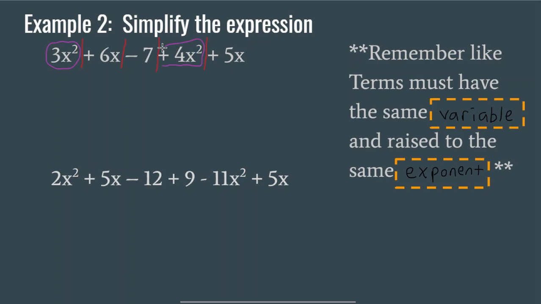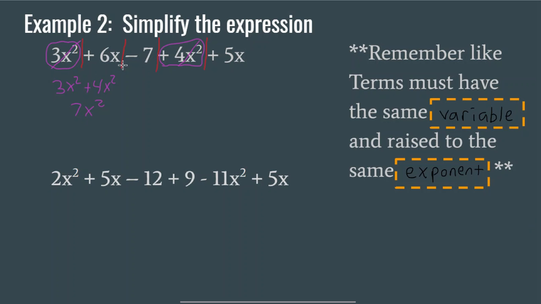So these two are like terms. So these two I can combine. It would be 3x squared plus 4x squared. And then 3 plus 4 is 7, and then x squared just stays with it. Now I'm done with these two terms.